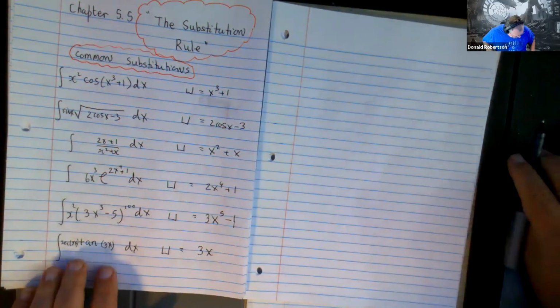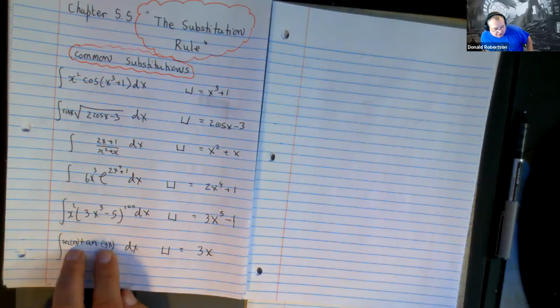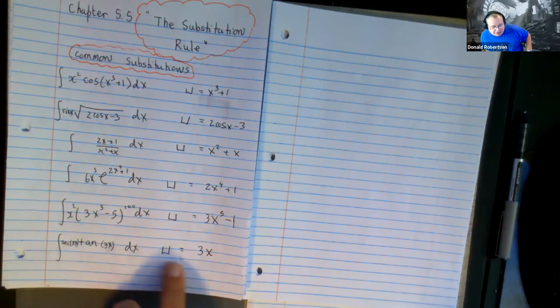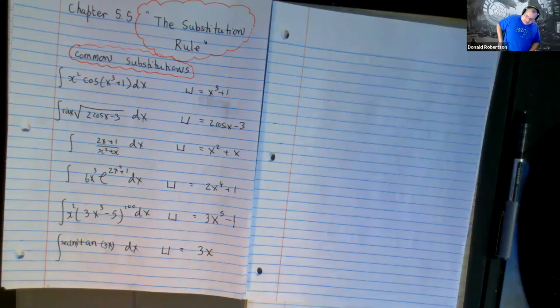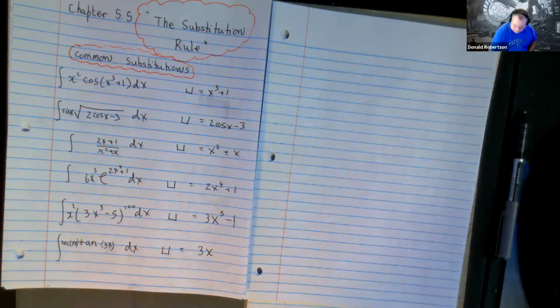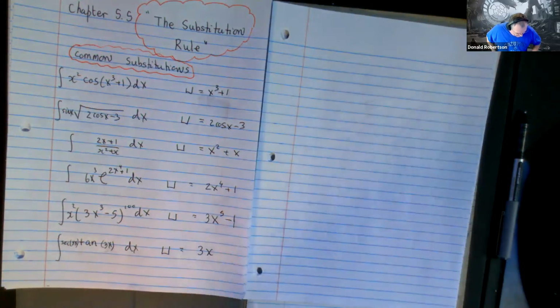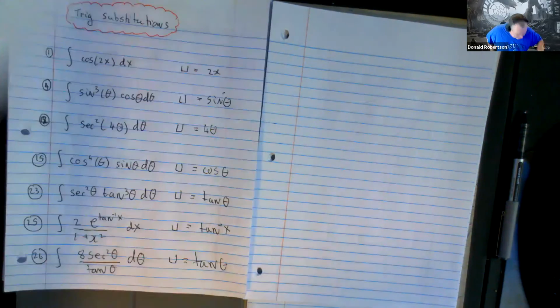And lastly, if you ever get sine of 3x, cosine of 3x, anything where there's a trig function with something like 3x in it, make that your u-sub. So we've covered enough of those. Let's move on to our second theme.